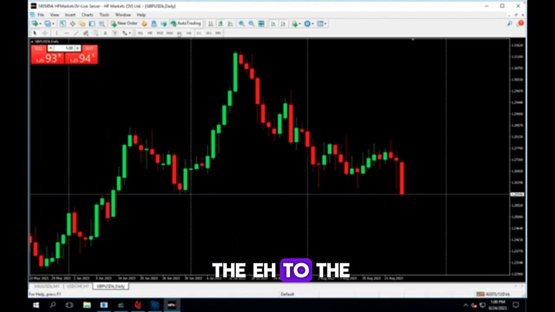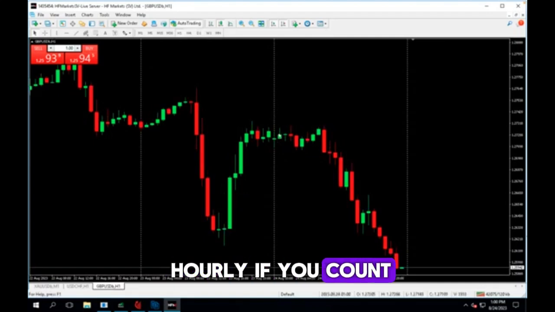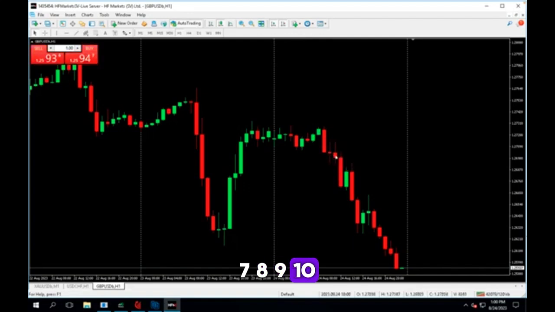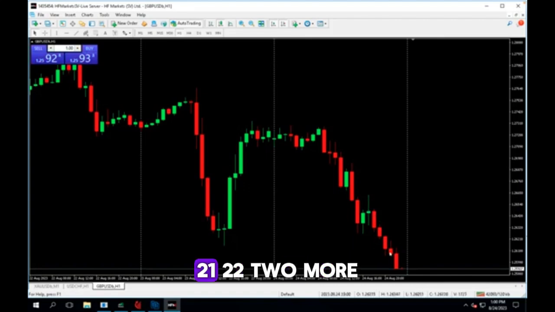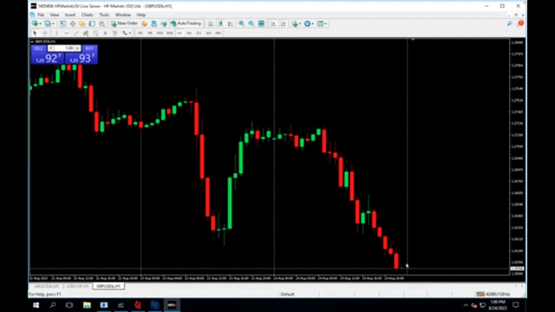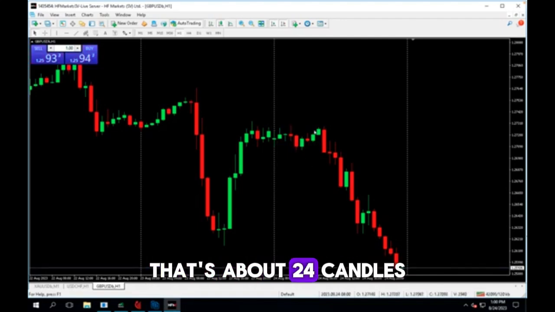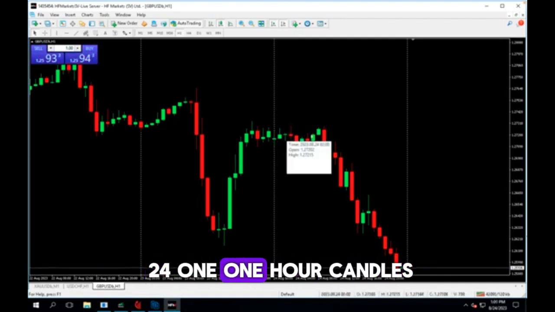Let's go to the hourly. If you count from the top here, 1, 2, 3, 4, 5, 6, 7, 8, 9, 10, 11, 12, 13, 14, 15, 16, 17, 18, 19, 20, 21, 22, 2 more candles, 23, 24. Remember, I told you this market opened 10 p.m. yesterday. So between that 10 p.m. and 10 p.m. tonight, that's about 24 one hour candles.